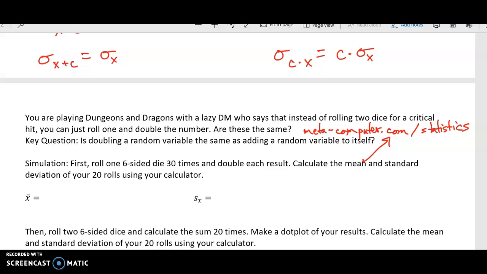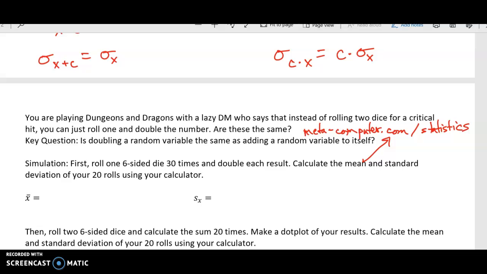That'll get you there. And in class, I'll show you how it works. And if you miss class, then figure out how it works. Or come to tutoring. So the simulation is first roll 1 6-sided die 30 times and double each result.